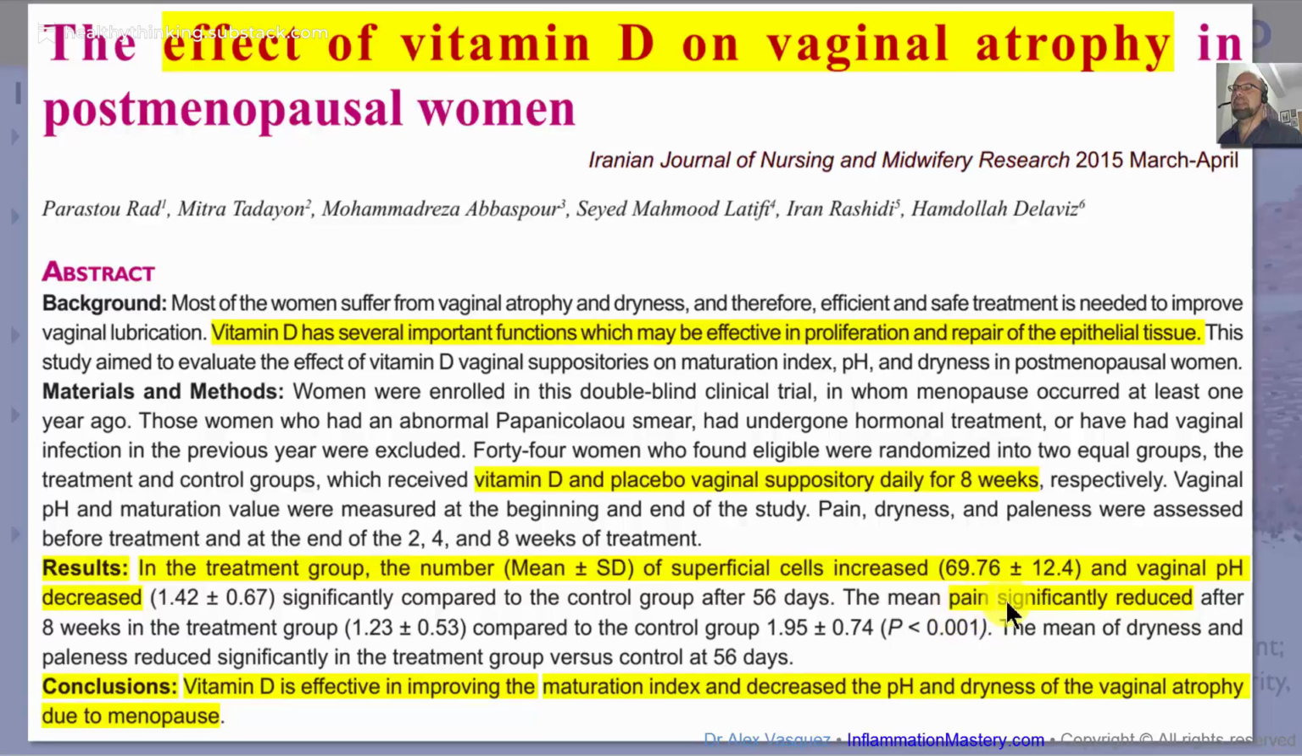So they note here that pain significantly reduced after 8 weeks in the treatment group compared to the control group. The mean dryness and paleness reduced significantly in the treatment group versus control at 56 days. Conclusion: vitamin D is effective in improving the maturation index and dryness of vaginal atrophy due to menopause.